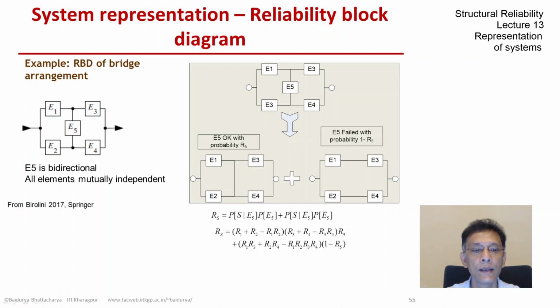And now we can proceed as we have done in the past. So on the first line you see the left configuration which is multiplied by the reliability of E5, and on the bottom line you see the right configuration which is multiplied by the failure probability of E5.